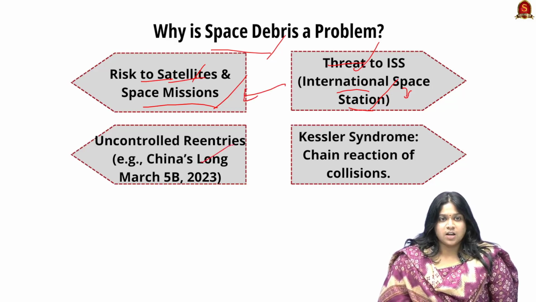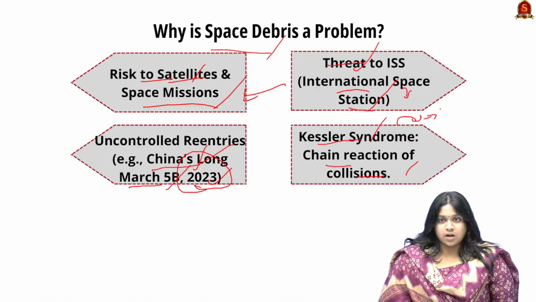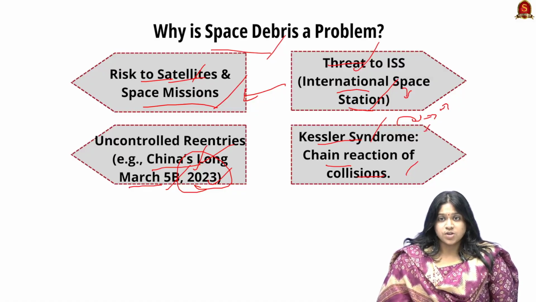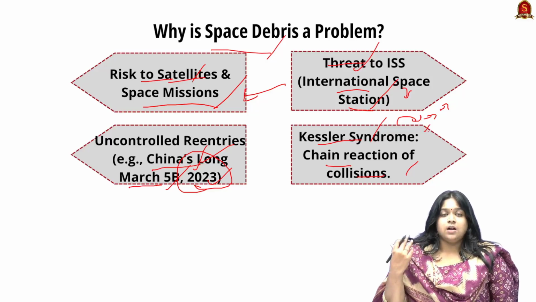Next is again uncontrolled re-entry. Here you can check the example of China's Long March 5B, which happened in 2023. And next is the Kessler syndrome. It is known as a chain reaction of collisions. One collision can affect another collision, and one collision of a satellite can affect other satellites present in space, and it can ultimately bring in more space debris.